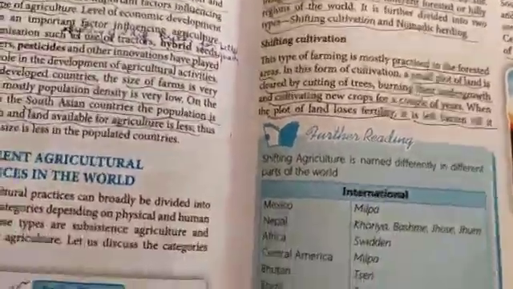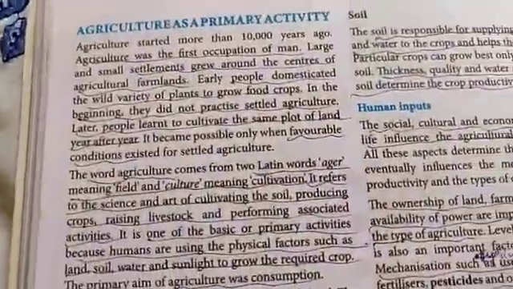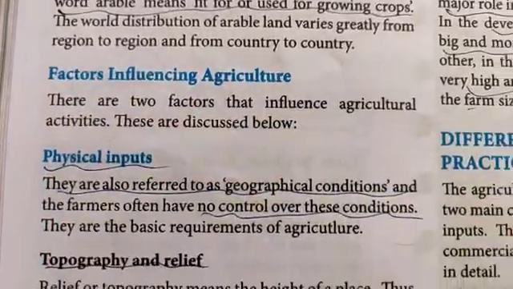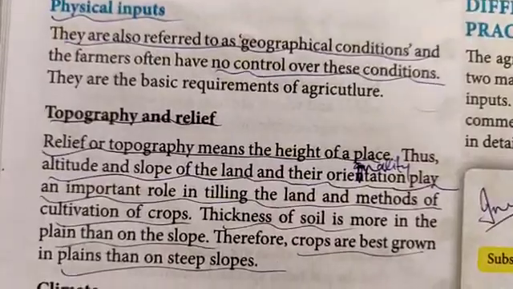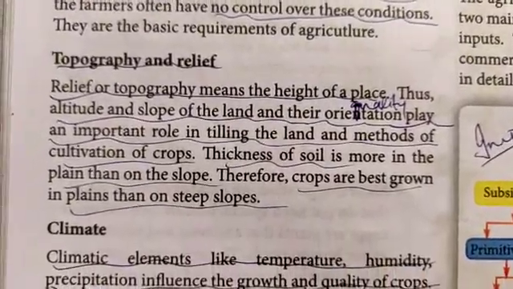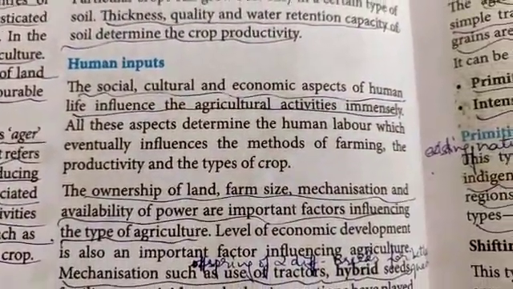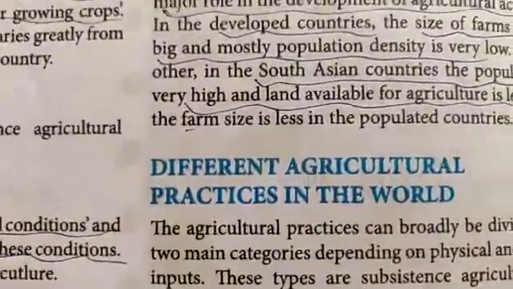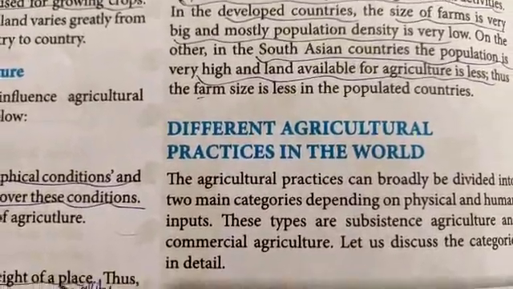Good morning, class. So yesterday we started with the chapter agriculture and we learned agriculture as a primary activity. Then we learned about the different factors which influence agriculture. We learned about the physical inputs, which were topography and relief, climate, soil. Then we learned about the human inputs and we learned how the social, cultural and economic aspects of human life influence the agricultural activities.